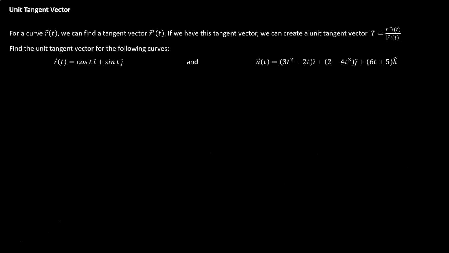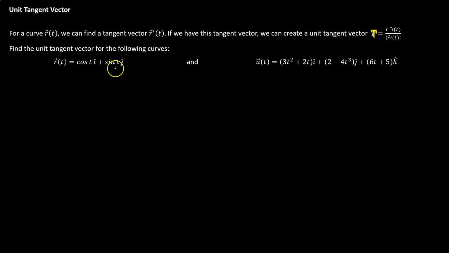We know how to find a tangent vector. We know how to find a unit vector. We're going to combine those ideas here to create something called a unit tangent vector, which we call capital T. Ooh, that looks like an I. Capital T. And it's basically the derivative of our vector function r divided by the magnitude of that derivative of the vector function r. So let's do a couple of examples.